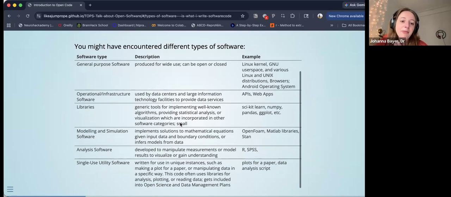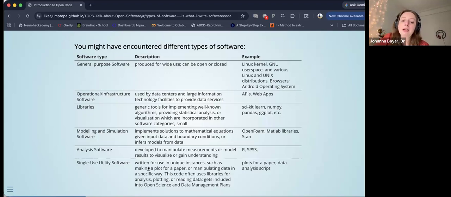Then we have modeling and simulation software that implements solutions of mathematical equations given input data and boundary conditions, or infers models from data. Here we come probably closer to what you would encounter if you program. That can be, for example, MATLAB libraries or Stan, so smaller programs. And then we have analysis software, for example R and SPSS, which you might have used. And this is probably code or software that you don't only use, but also produce.